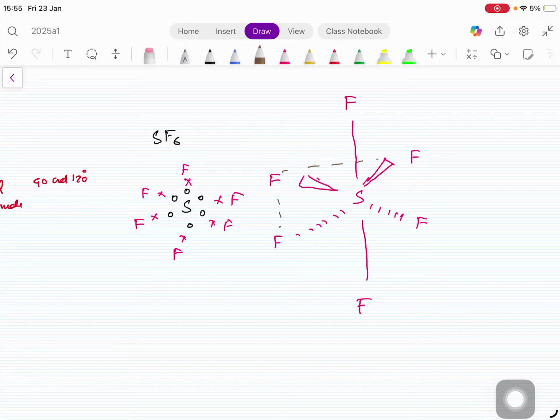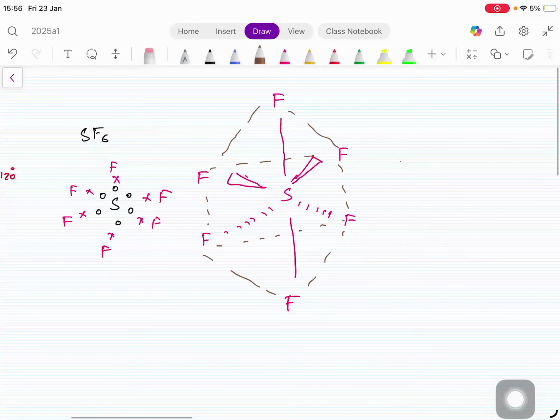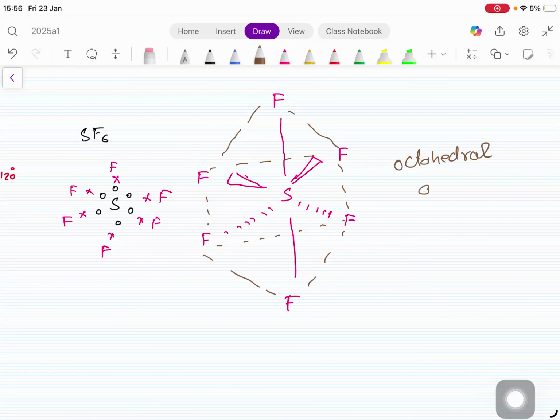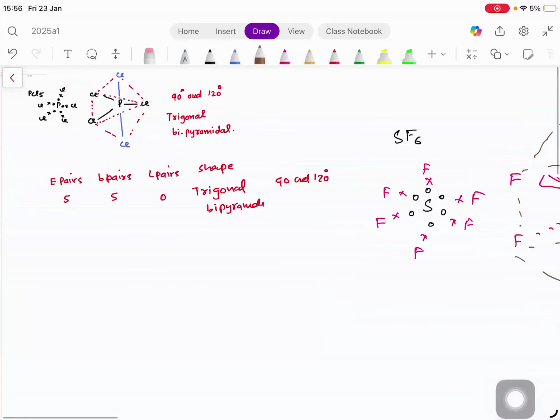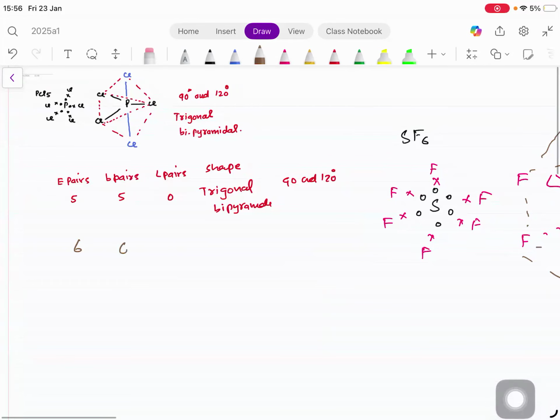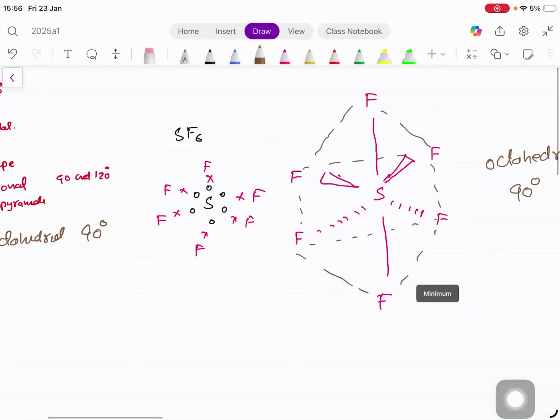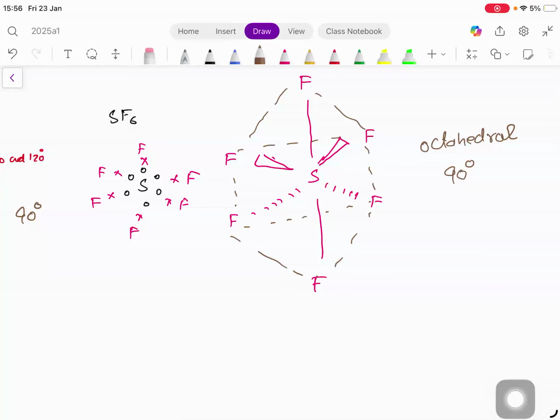So what is this shape name known as? I've shown it in 3D. This shape is known as octahedral with a bond angle of 90 degrees. So whenever there are 6 electron pairs, 6 bond pairs, 0 lone pairs, add in the table: octahedral shape with only one bond angle, that is 90. All these bond angles are 90.